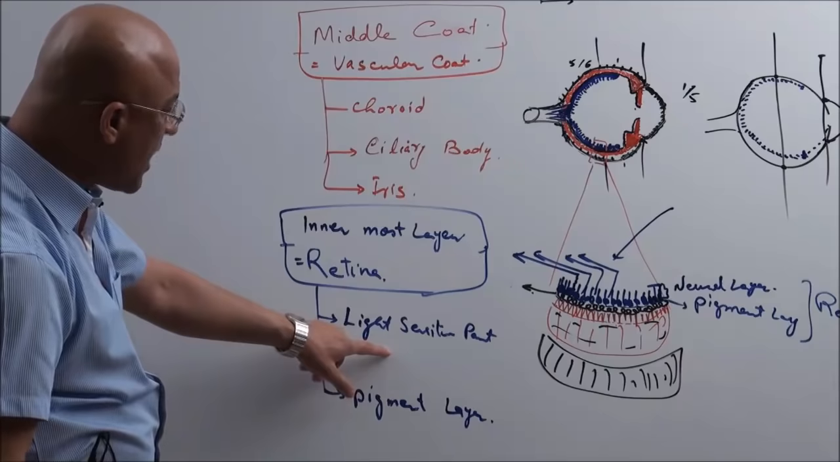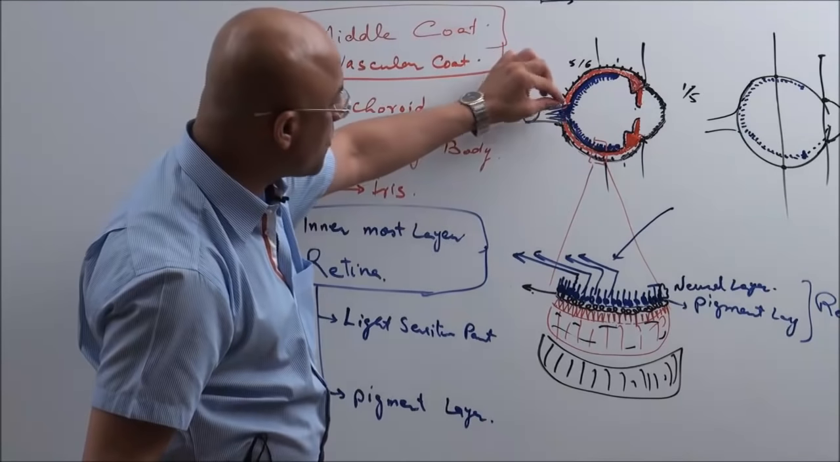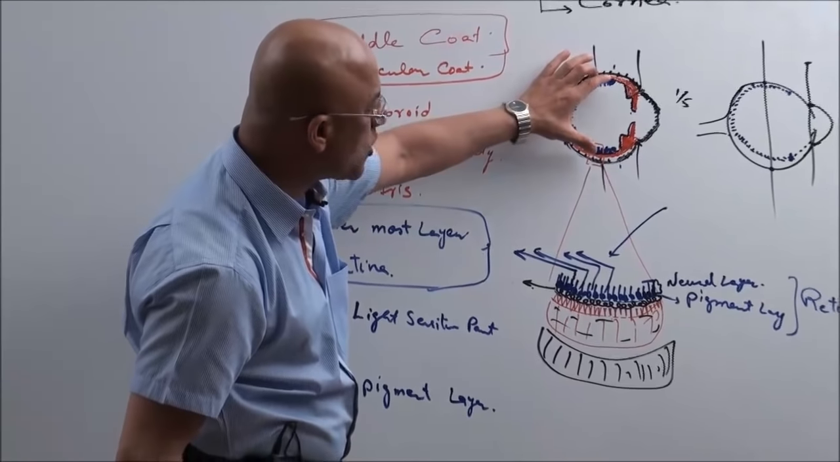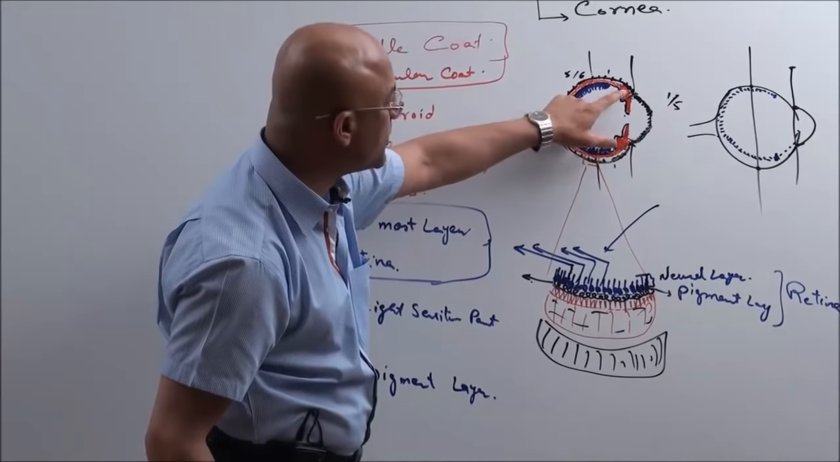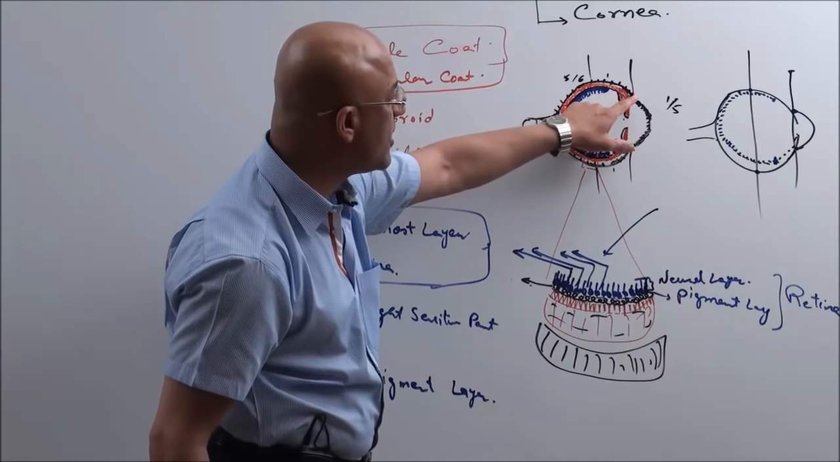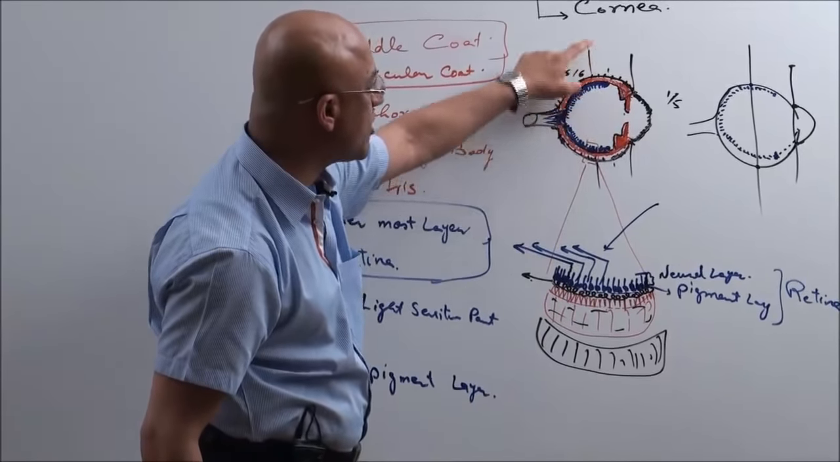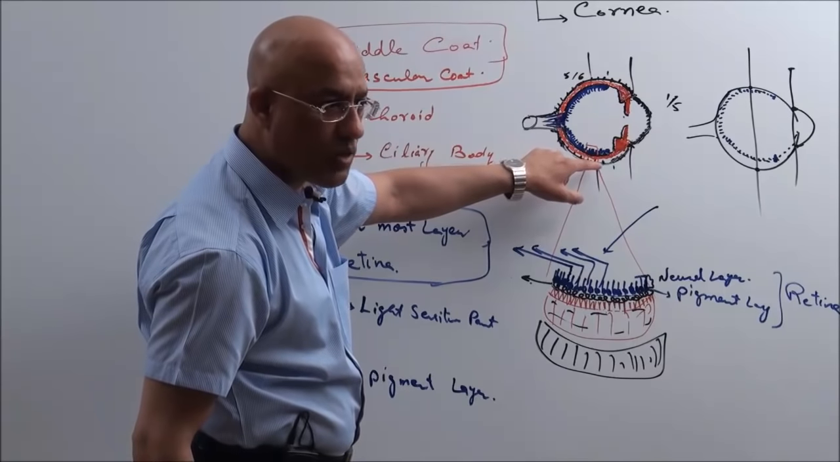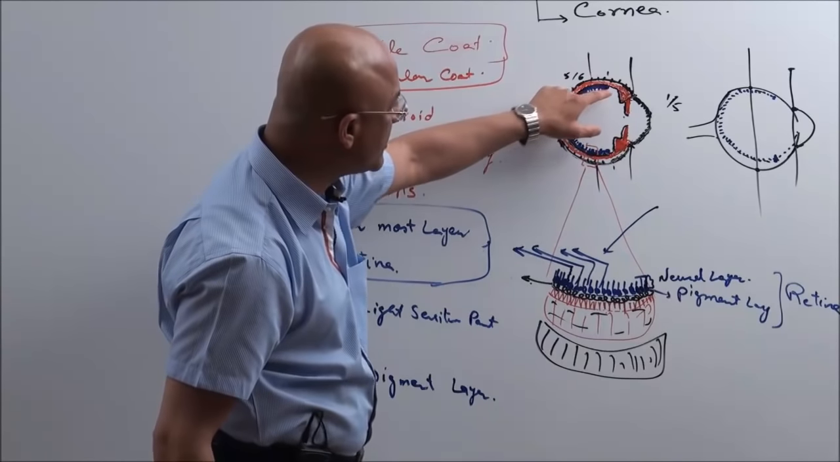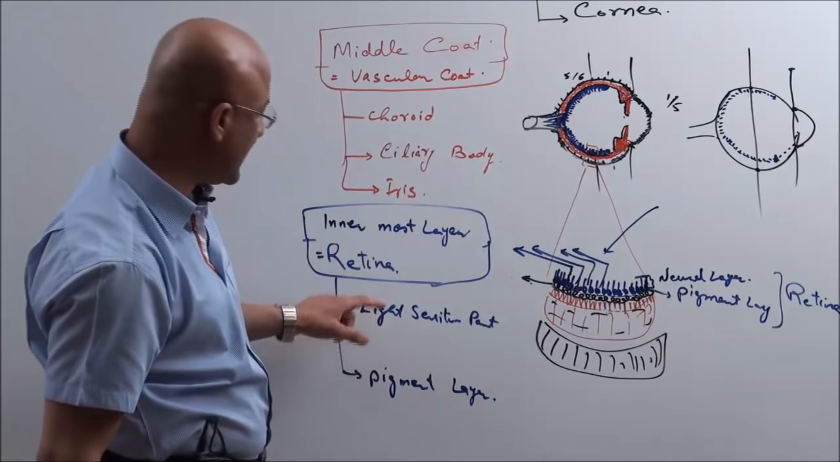That light sensitive part was present from the back, it extends over the choroid, but somewhere in the middle between the corneosclera junction and the corneal section, the rods and cones terminate.